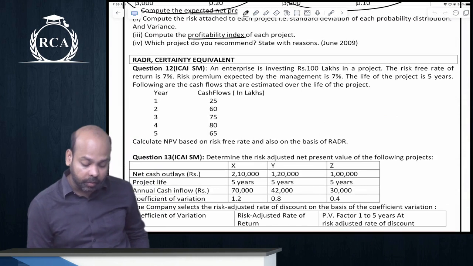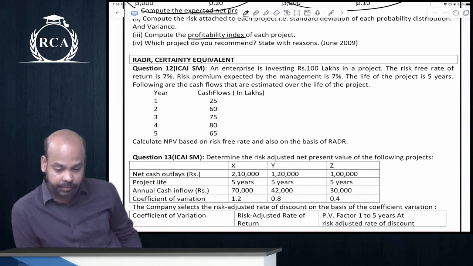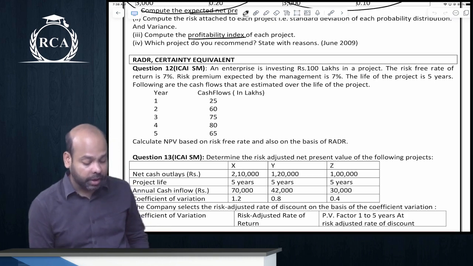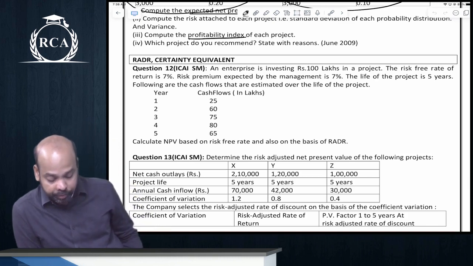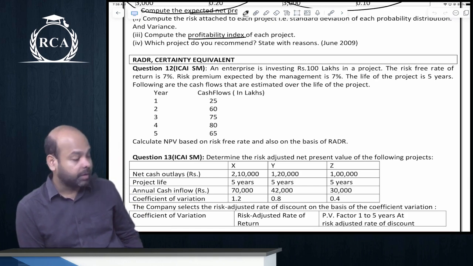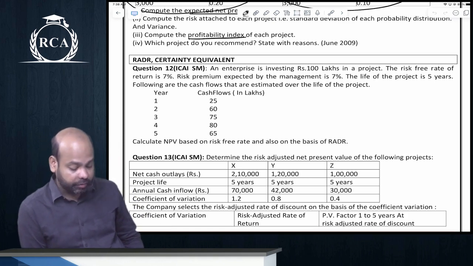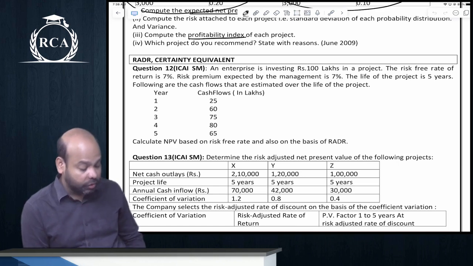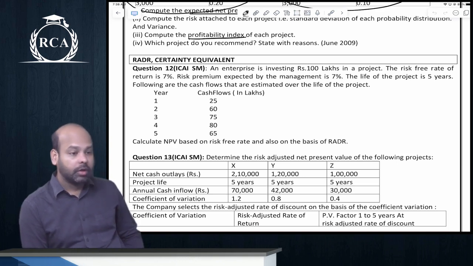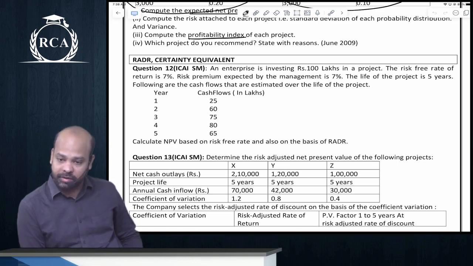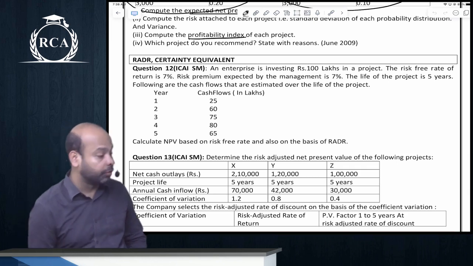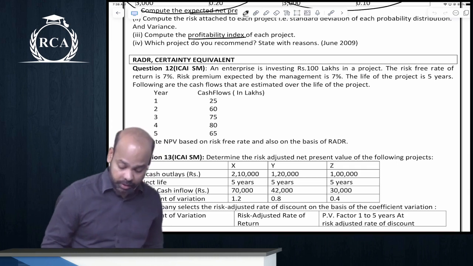An enterprise is investing 100 lakhs in a project. फालतू क्वेश्चन है बेटा, बट हाँ. The risk free rate of return is 7%. Risk premium expected by the management is 7%. Life of the project is 5 years. Following are the cash flows that are estimated over the life of the project. Year 1 to 5 cash flows are given. You're supposed to calculate NPV based on risk free rate and also based on RADR. So एक बार you will discount all the cash flows at 7%. The other time you will discount all the cash flows at 14%. Over. Compare with the amount of initial investment and get your NPV.